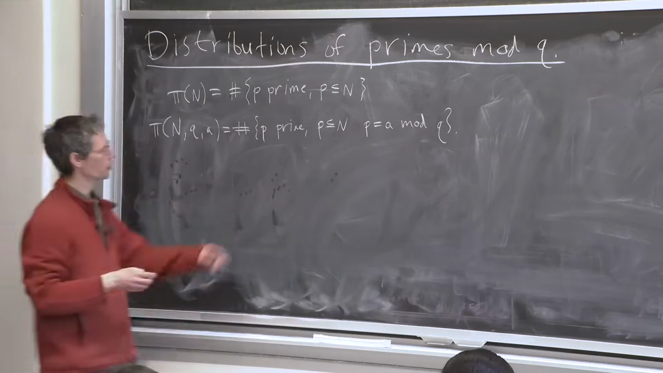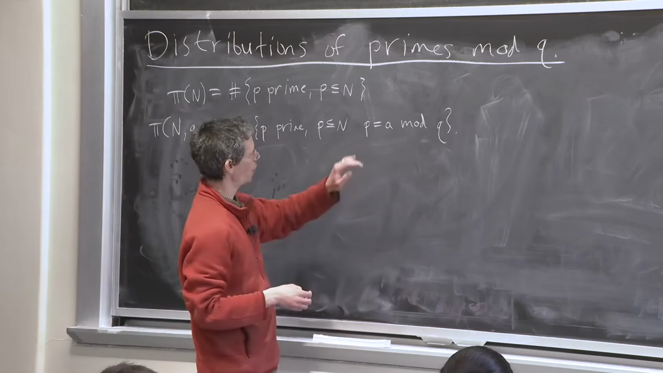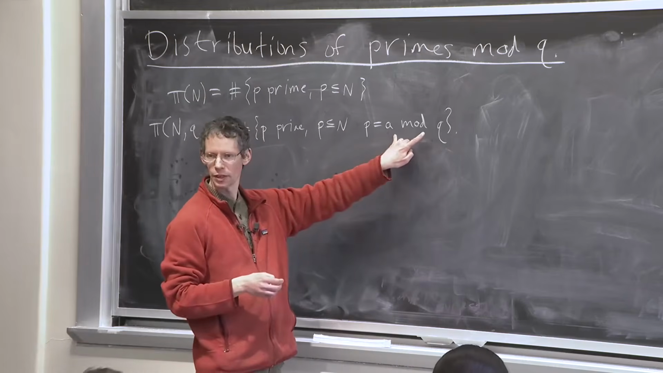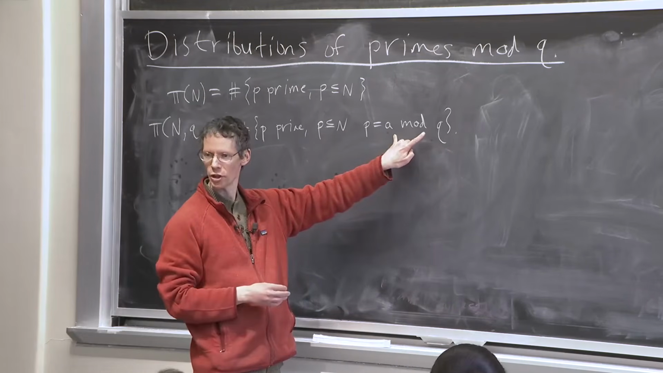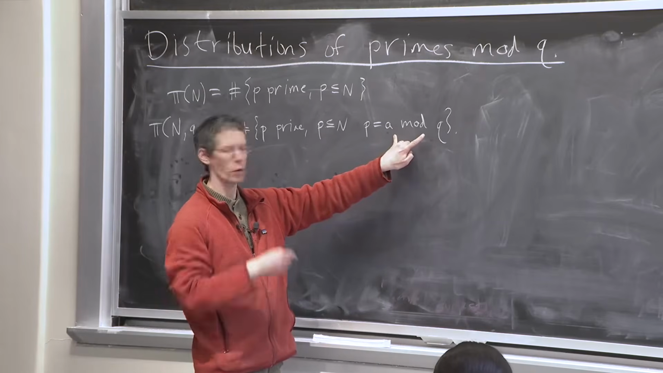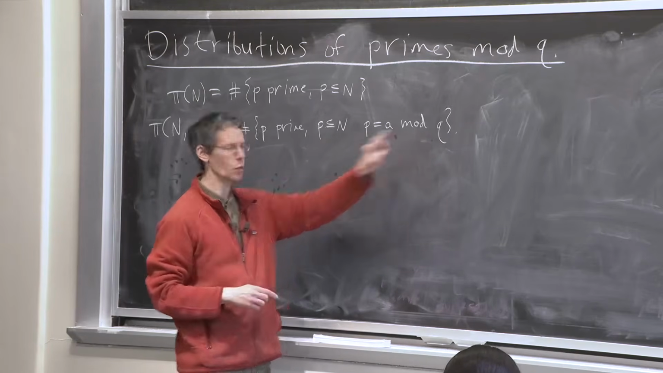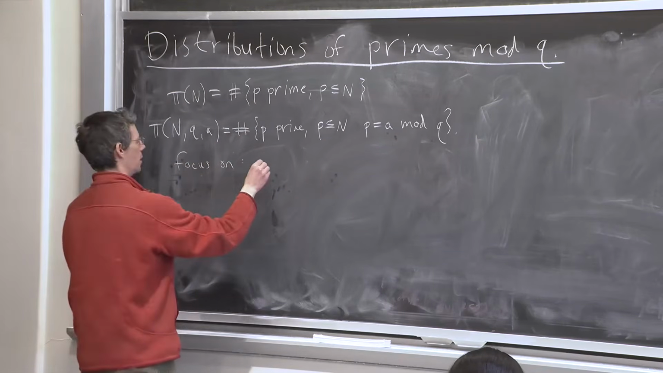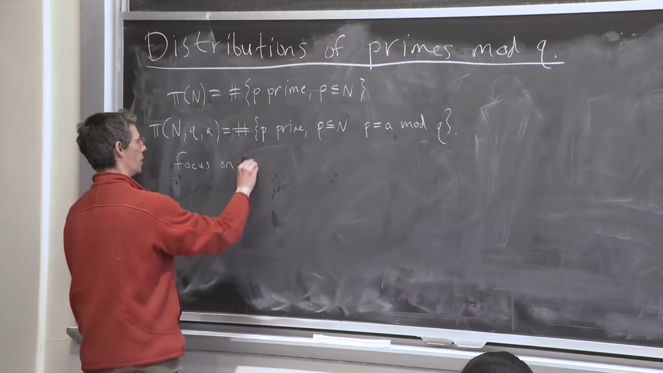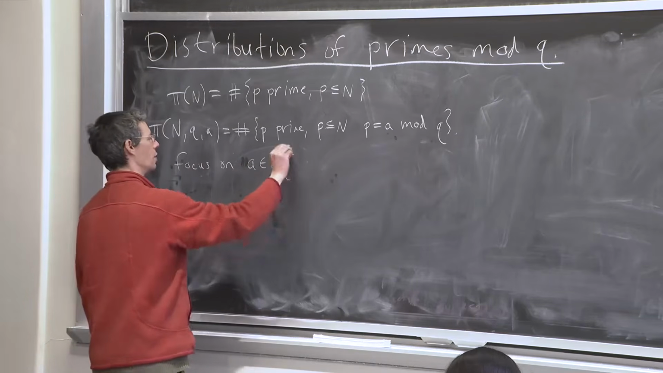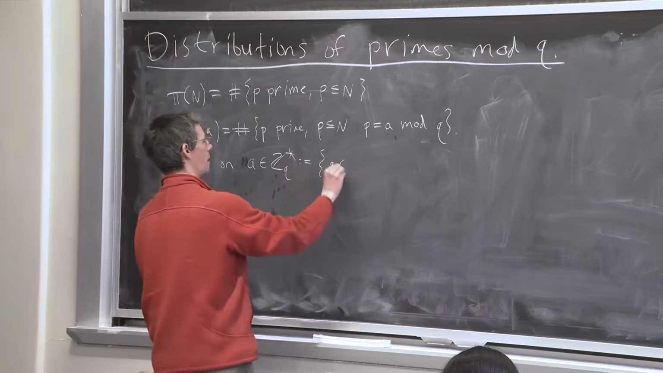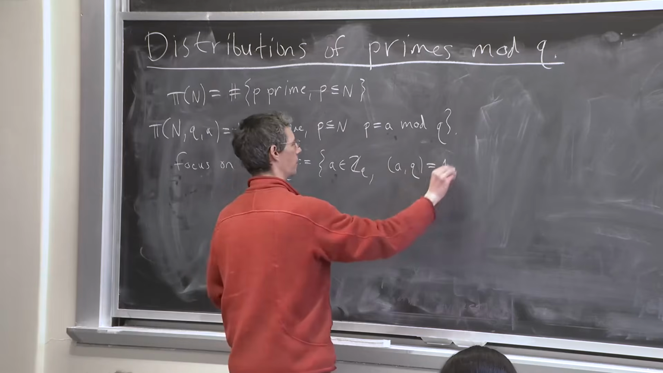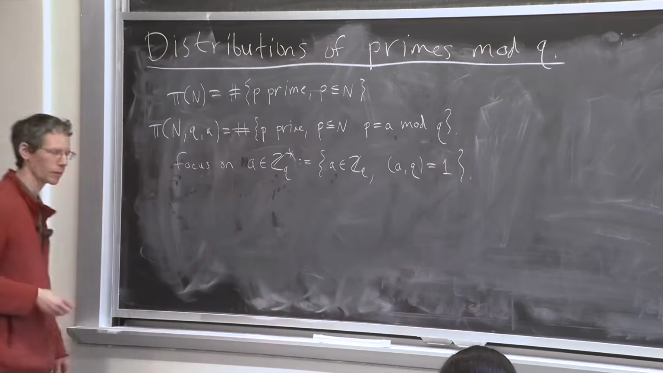Now, some of these modulus classes will be quite small. If a and q have a common factor, then there will be only finitely many primes in this modulus class. So the main focus is on the ones where the GCD of a and q is 1. So focus on that case. I'm going to write that a is in Z_q star. Z_q star is the set of a in Z mod q where a is relatively prime to q.